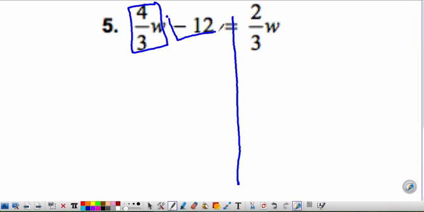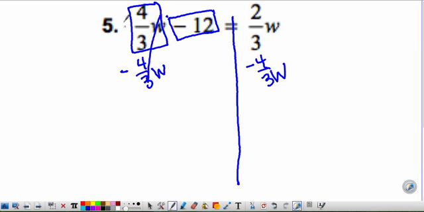And we've got our negative 12 over here. All right, if I'm going to move this 4/3 W, it's positive. So what am I going to have to do to move it? Subtract. We're going to subtract 4/3 W. Don't forget to put that W with it. You're subtracting that too. Do not lose your variables. So we're going to subtract 4/3 W on this side also.